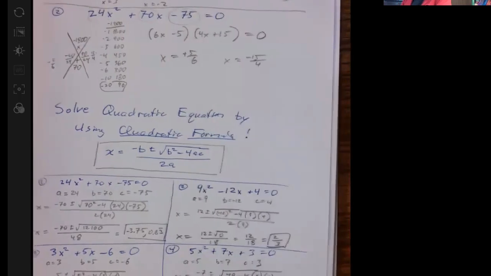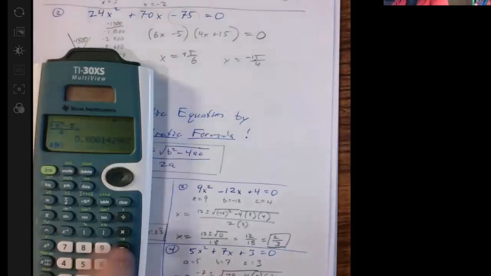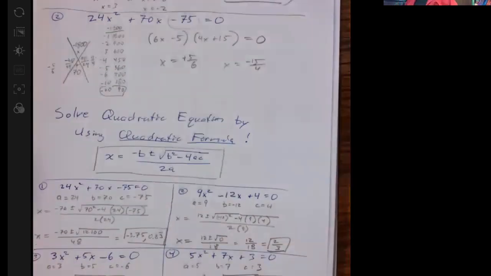I know I did the easy parts there. Let's figure out what this is. This is 49 minus 4 times 5 times 3, which is negative 11. Whoa, we have an error. We have a problem. What's the square root of negative 11? It's not an answer we know how to work with.